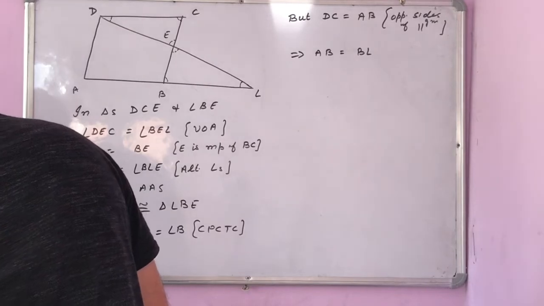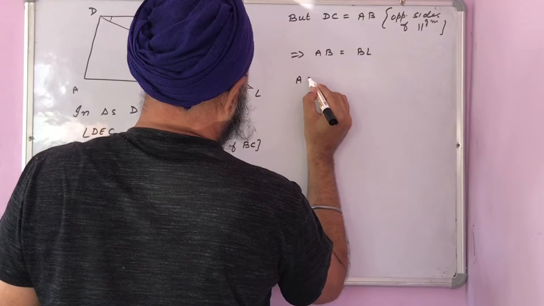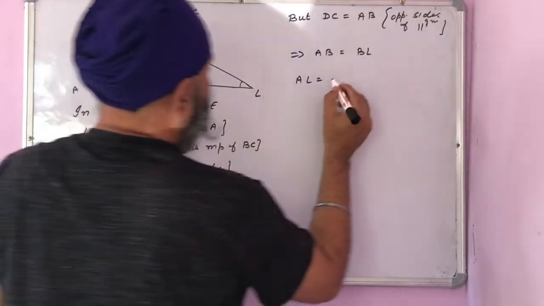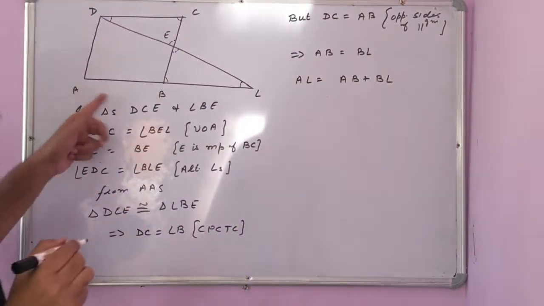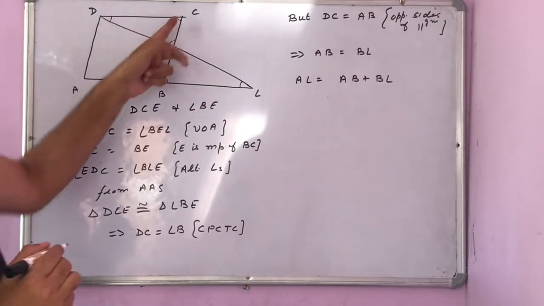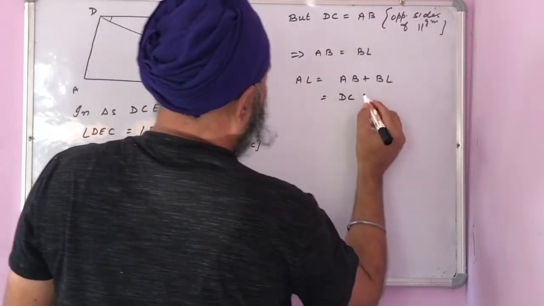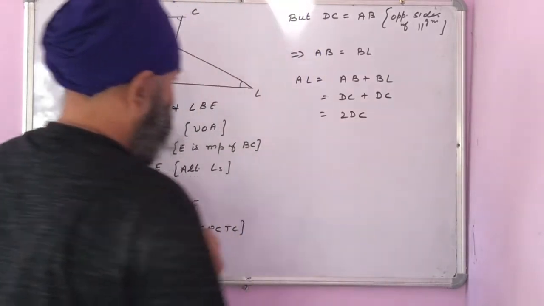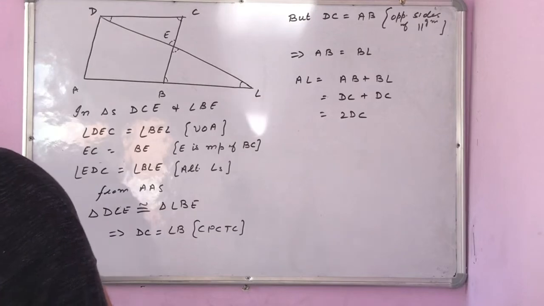Then I have to prove that AL is equal to 2DC. Now AL is equal to AB plus BL. Now AB is equal to DC. BL is also equal to DC. So it is 2DC. Answer proved.